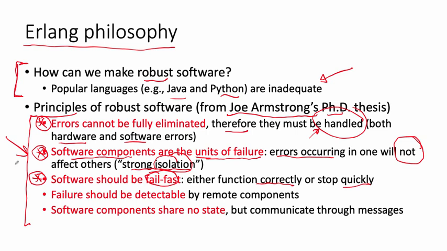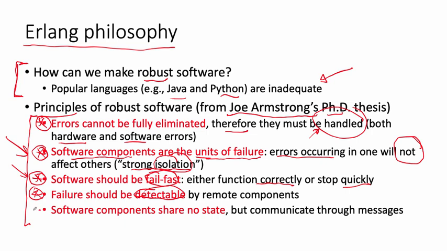So fail fast. Fourth principle is that failure should be detectable. If one component fails, the others should see that. They get notified. This is actually what linking is doing, of course.